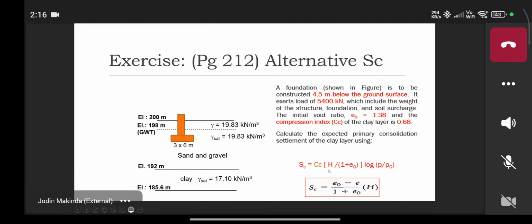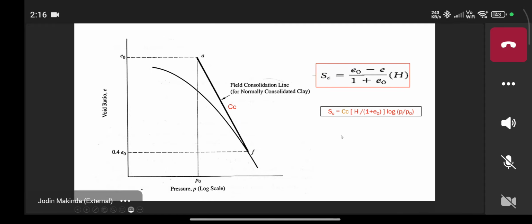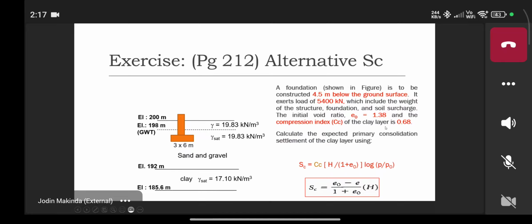Using the alternative CC, if we know all of the other parameters. So, solving this problem requires you to find the CC. Luckily in this case, the slope of the FCL here is given in the question. So you look here, the slope of the compression index is given, 0.68, meaning that you now have the compression index CC in the equation, 0.68.